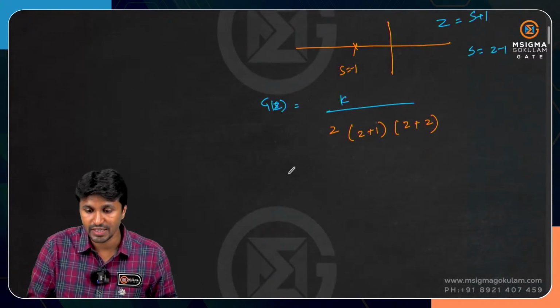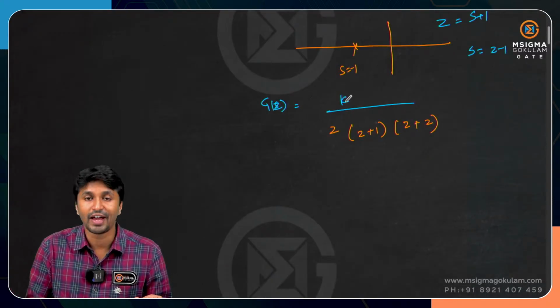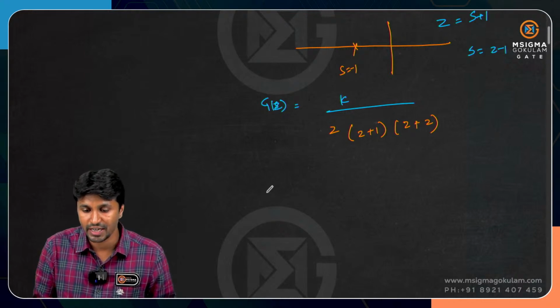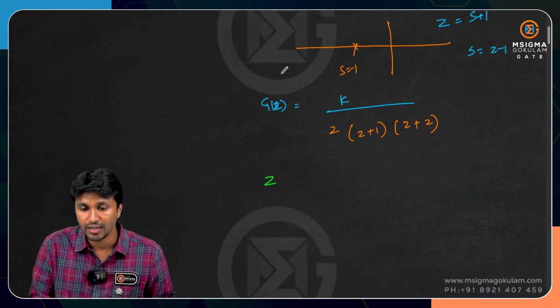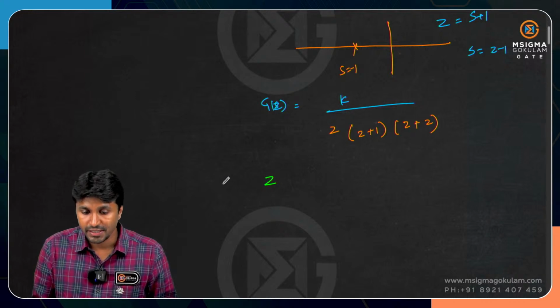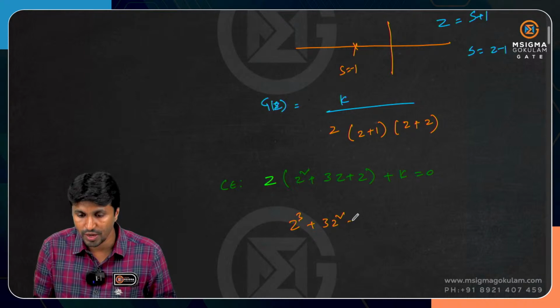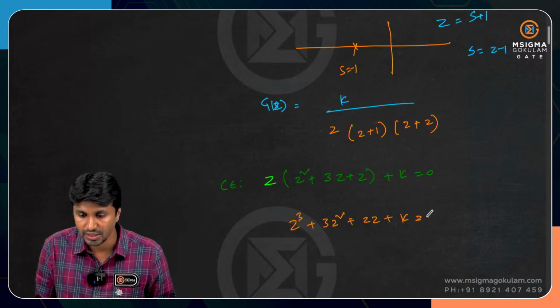Now you can easily calculate the value of K using the RH criteria. What will be the characteristic equation? The characteristic equation will be z into z square plus 3z plus 2, plus K is equal to 0. So z cube plus 3z square plus 2z plus K is equal to 0.